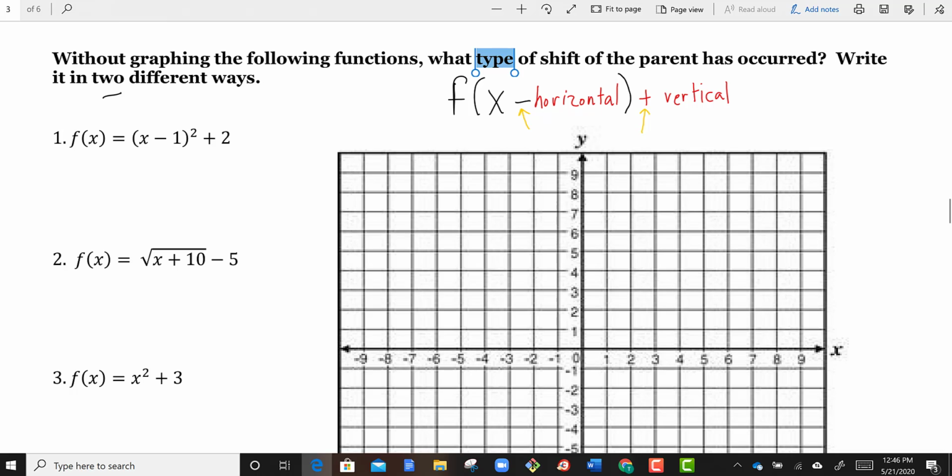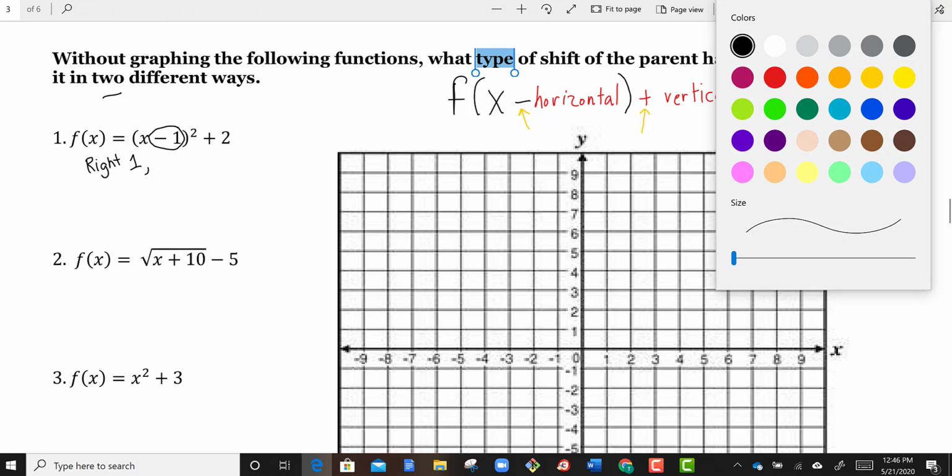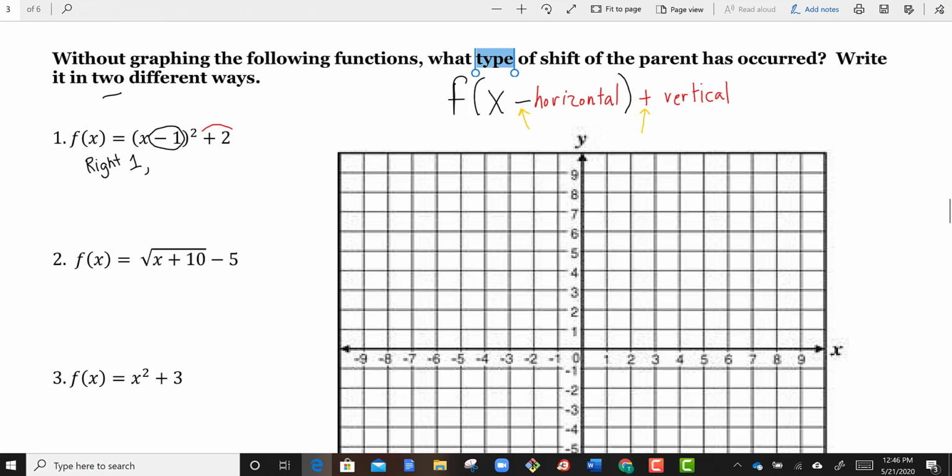Well, the first way is obvious. The -1 is on the inside, so that means it is a horizontal shift. So a -1 is going to take us right 1. Because remember, the horizontal shifts go the opposite way of our first instinct when we actually graphed them out in the previous video. And we have a +2 on the outside of the parentheses. The +2 on the outside is a vertical shift, and it just shifts all the y coordinates up 2 units.